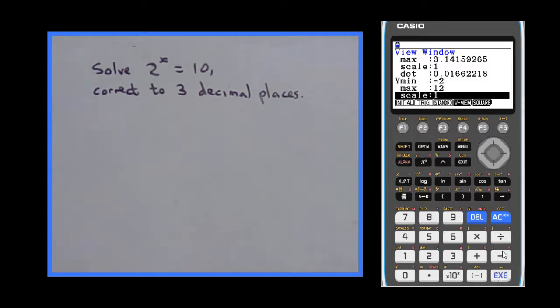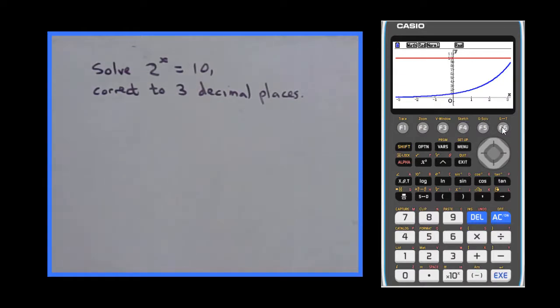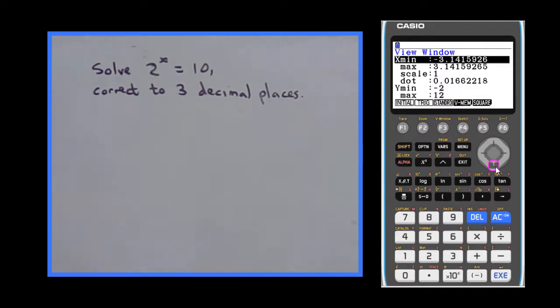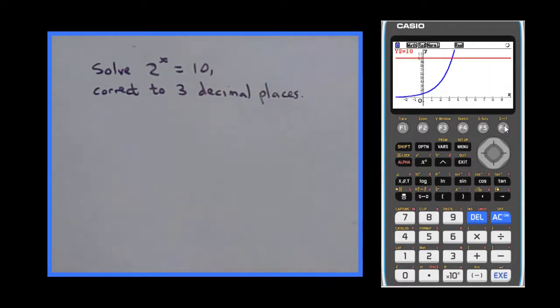If we graph again, I still can't quite see the intersection. It's just off the screen, so I need to increase my x max. I go back to the V window, and now I know I need a higher x max. We were close to the intersection at 3, but just to be sure, let's go up to 10. Draw again, and now you can clearly see an intersection.